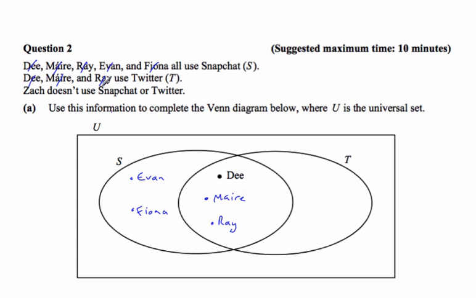Fiona uses Snapchat only, so we can put Fiona in over here. Now the only person left is Zach, and Zach doesn't use Snapchat or Twitter, so Zach will go outside here.